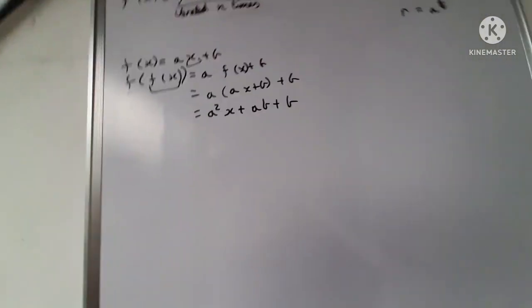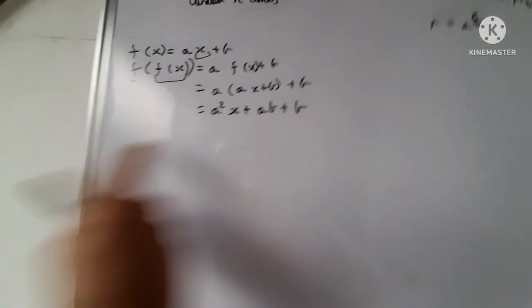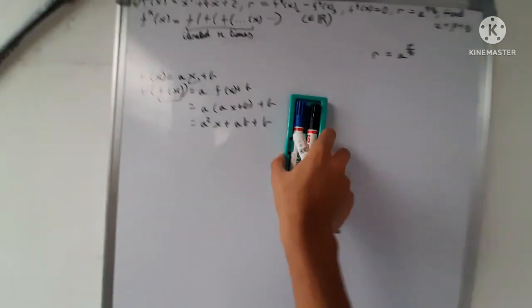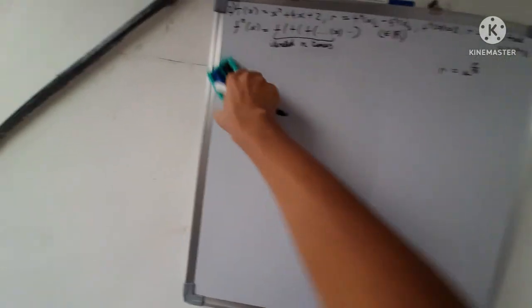That's cool. Anyway, that's how these things work, right? So this question is mostly about finding a pattern for fn of x.